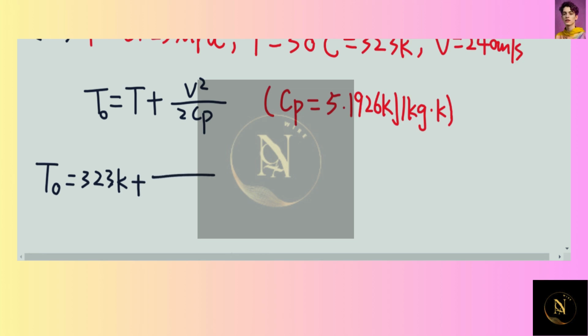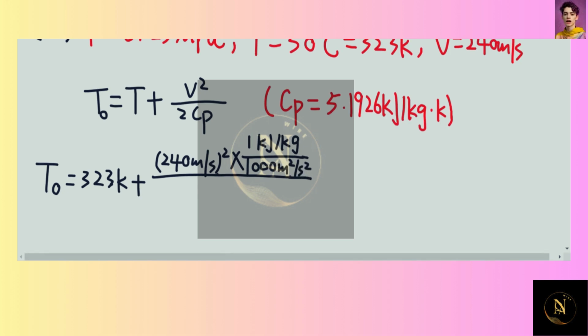plus 240 meters per second to the power 2. And remember, we need to convert to kilojoule per kilogram because our final unit is Kelvin. Only kilojoule per kilogram divided by kilojoule per kilogram times Kelvin will give us Kelvin. Okay? So we know 1 kilojoule per kilogram is about 1,000 meters squared per second squared.